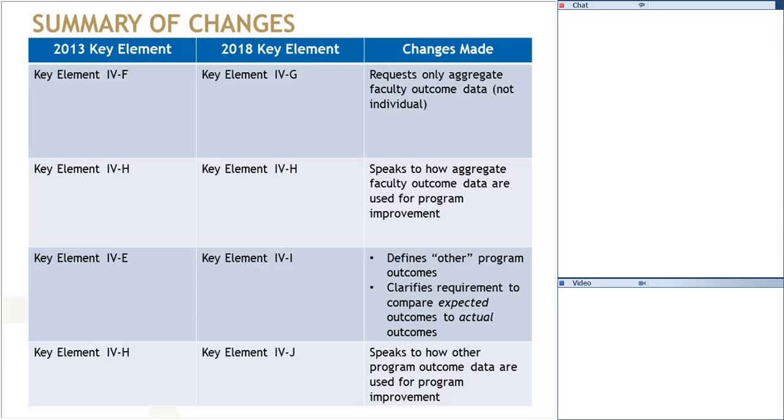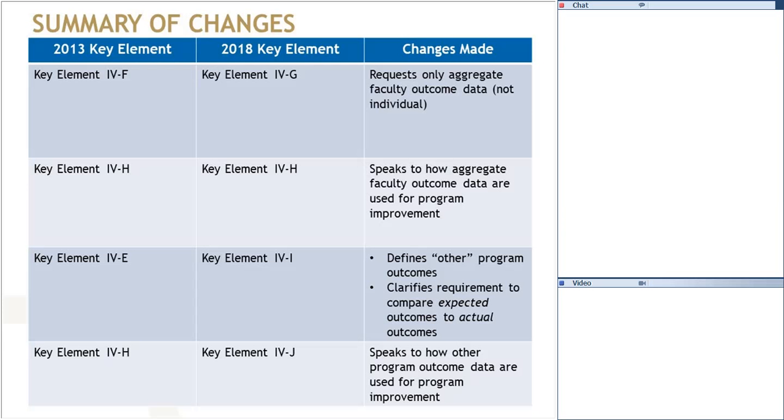4H speaks to, now you've told us in 4G what your aggregate faculty outcomes are. Now in 4H, schools will have an opportunity to say how they're using that data for program improvement. 4E is now 4I, and it gives a little better definition of what we mean by other program outcomes, and it compares requirements, and it clarifies that expected outcomes are to be compared to the actual outcomes.